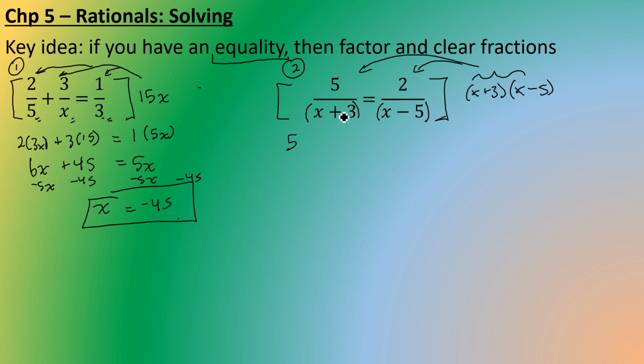All right, so we have 5, and then the x plus 3's you should see would cancel on that first fraction. I'd have x minus 5 left. And then on the right, the x minus 5's cancel, and I have x plus 3. I distribute the 5, and I get 5x minus 25. 2x plus 6. I'll subtract the 2.